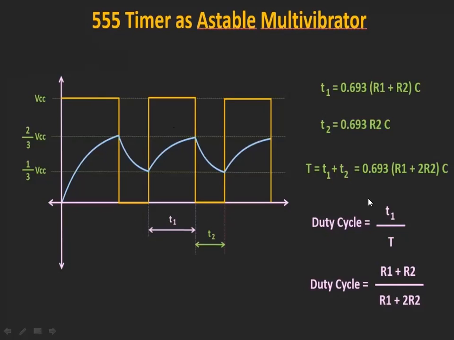So we have written that. And T is T1 plus T2, 0.693 into (R1 plus 2R2) into C. We have written that. So C will get cancelled, 0.693 and 0.693 will get cancelled, and we are having only (R1 plus R2) divided by (R1 plus 2R2). So that's the duty cycle. The duty cycle is going to depend upon the resistance values, (R1 plus R2) divided by (R1 plus 2R2).